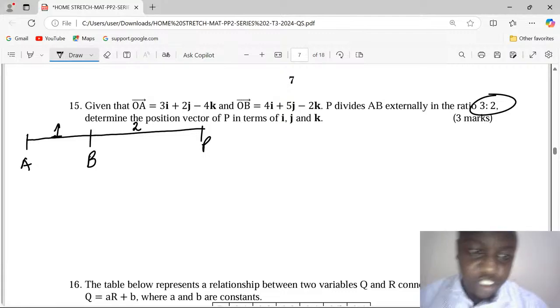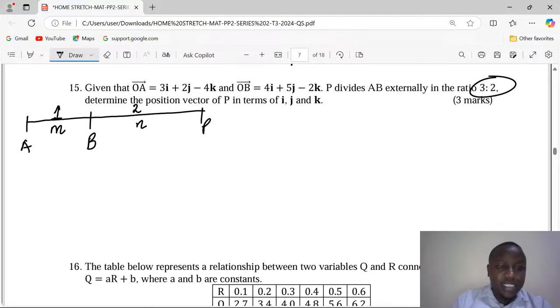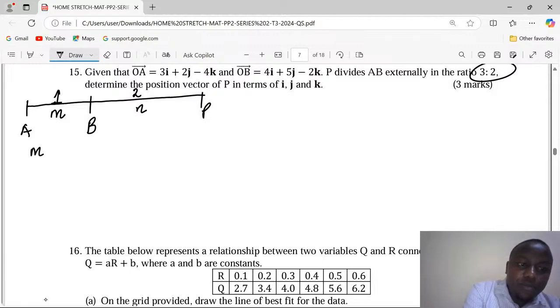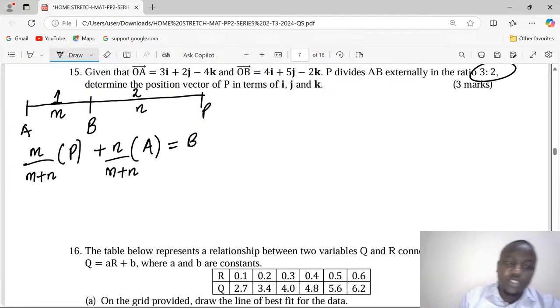So with that information now, we can say that in case we had unknown ratios, say m is to n, then we usually say that ratio m out of all the total proportions, m and n, multiplied by p, then we add ratio n out of m plus n multiplied by a. This should give us the coordinates of b.